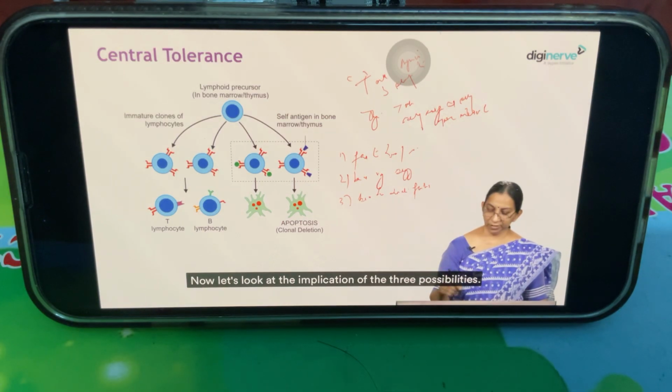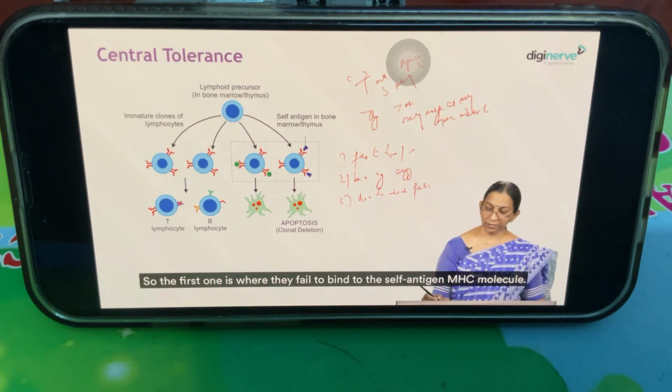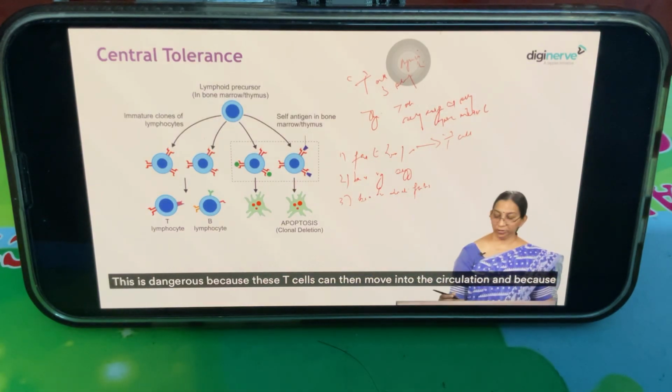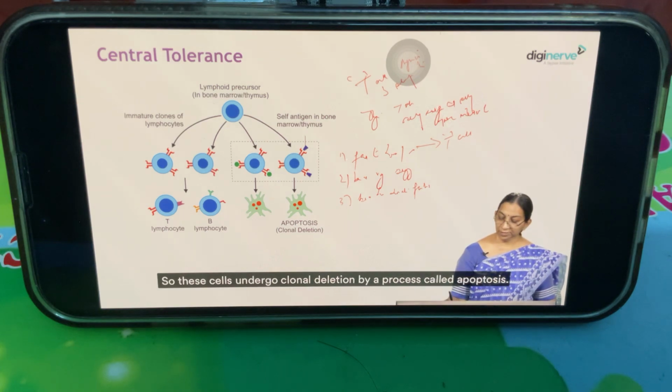Now let's look at the implication of the three possibilities. So the first one is where they fail to bind to the self-antigen MHC molecule. This is dangerous because these T cells can then move into the circulation, and because they fail to recognize self-antigen, go on to attack the host cells. So these T cells undergo clonal deletion by a process called apoptosis.